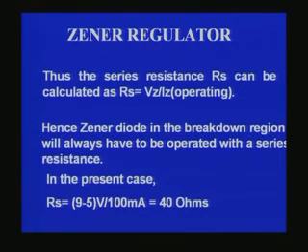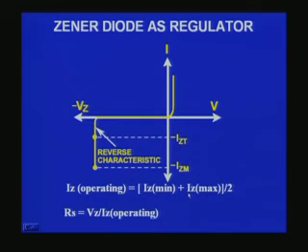Now, I have shown here RS equal to 9 minus 5 divided by 100 milliamperes, which is 40 ohms. That means you should never use an RS value smaller than 40 ohms if you want the Zener diode to function properly. That is what we mean here.